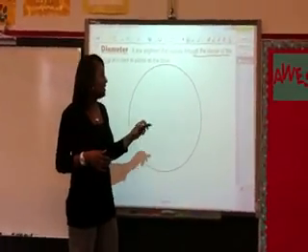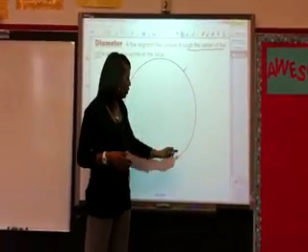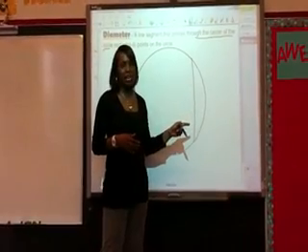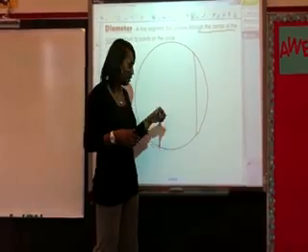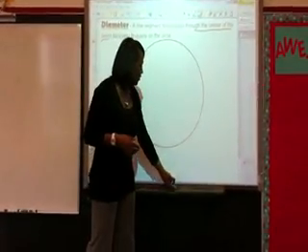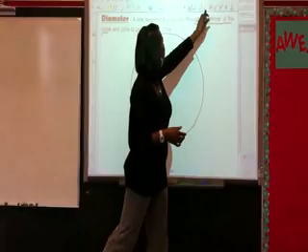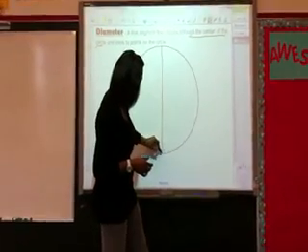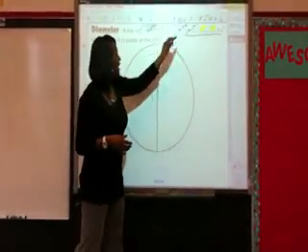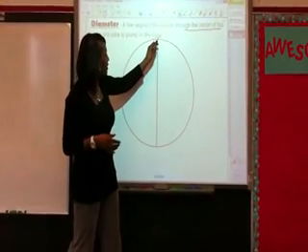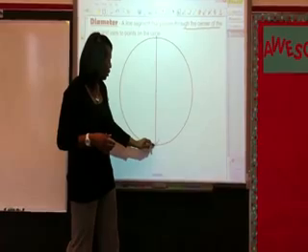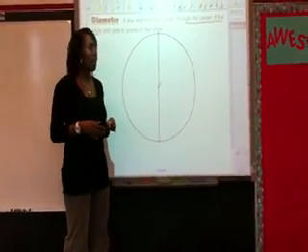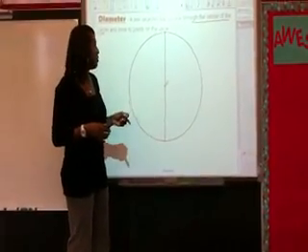Students need to know that if it does not pass through the center of the circle, then it is not a diameter. For example, this would not be a diameter because it does not pass through the center of the circle. So a correct drawing of the diameter will be something like this. Okay? It is a line that clearly connects two points on the circle, but it has to pass through the center of the circle. So that is an example of a diameter.